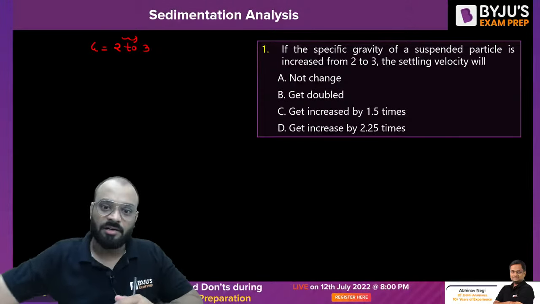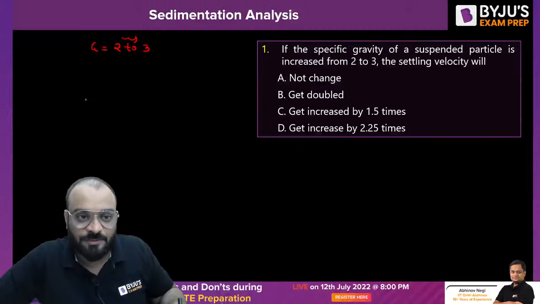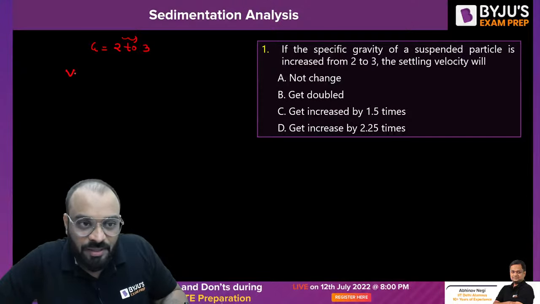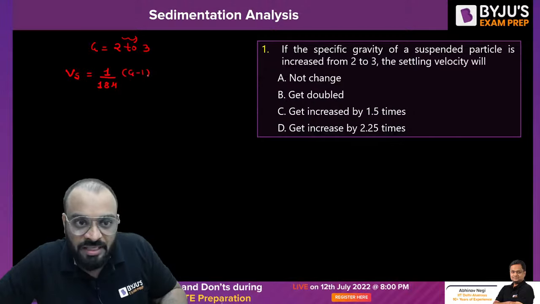B, get doubled. Okay, very nice. Very nice, Prem. Very simple question. You know that guys, Vs is equal to what? Vs = 1/18μ (G − 1) γw d².